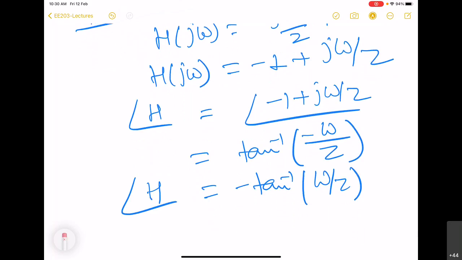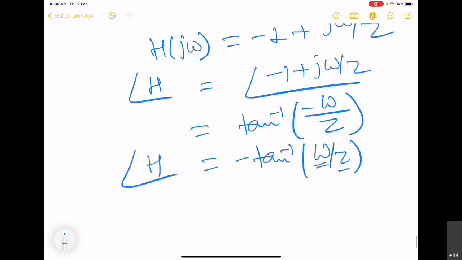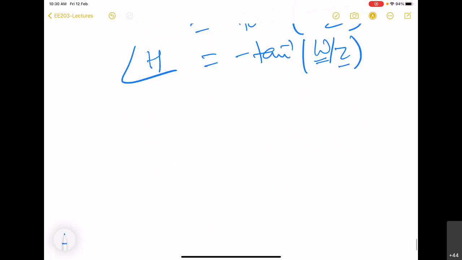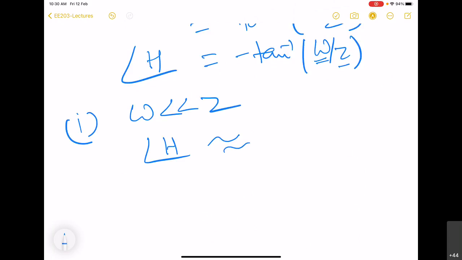Now this curve will also be approximated. So for approximation, we will consider the same two cases of omega with respect to Z that we considered for the magnitude plot. So case 1, when omega is much less than Z. In this case, you can see that this is going to be approximately equal to minus tan inverse 0. That means 0.